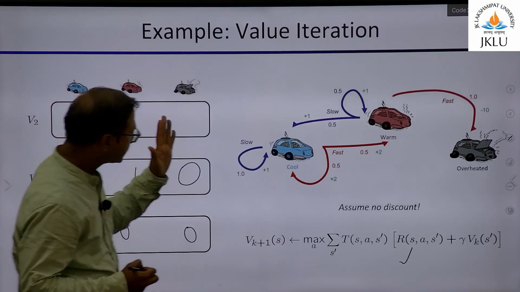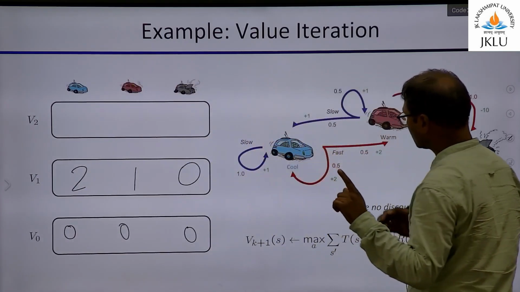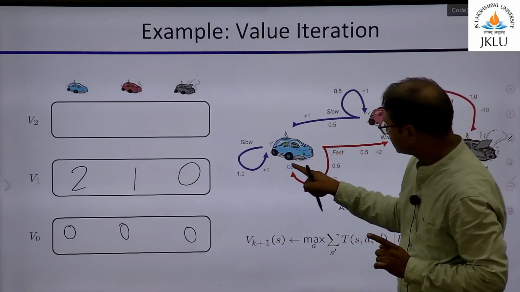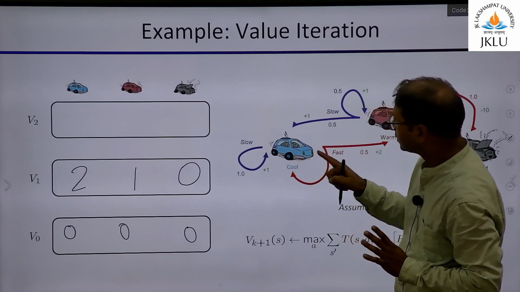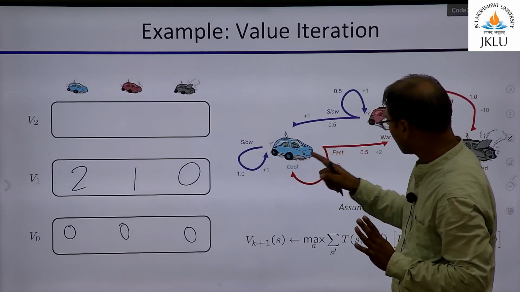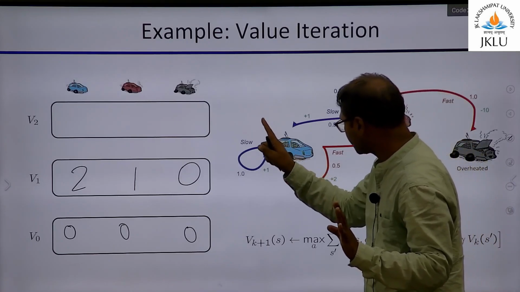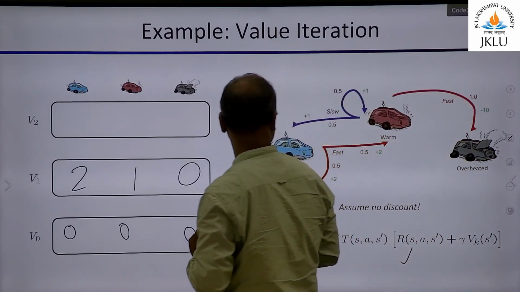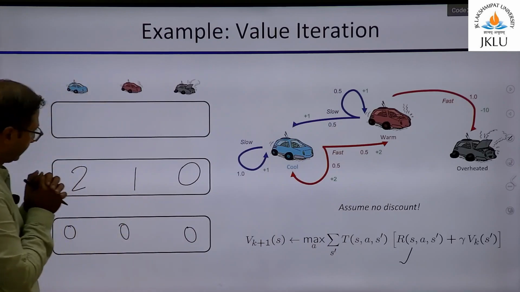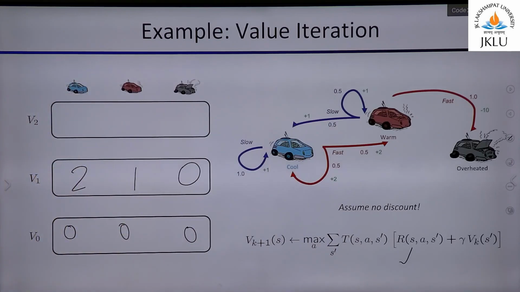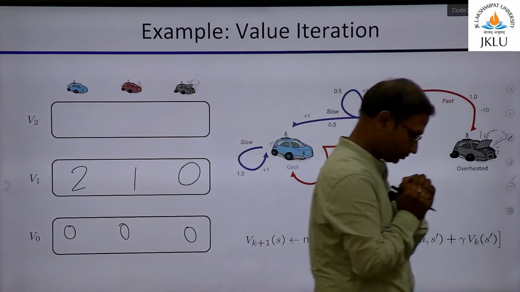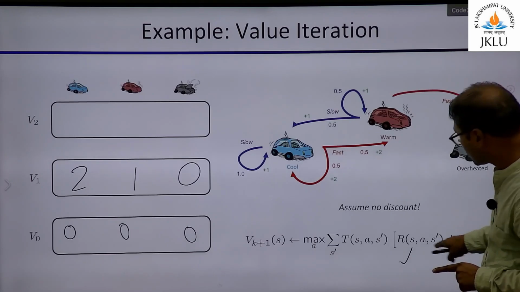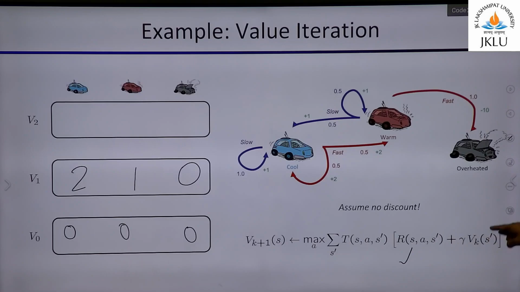So probabilities. Let's say we talk about this particular one. I stay. So what are the things I can do? I can take 2 actions, slow and fast. Okay. Now what are the values I am going to get here? Use this equation. So what is Vk S prime?